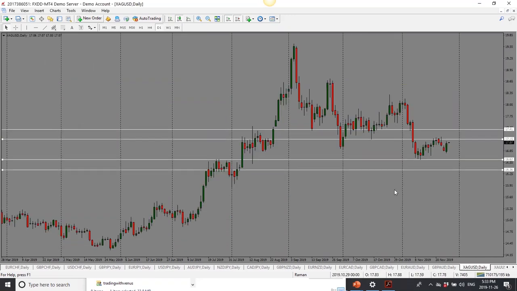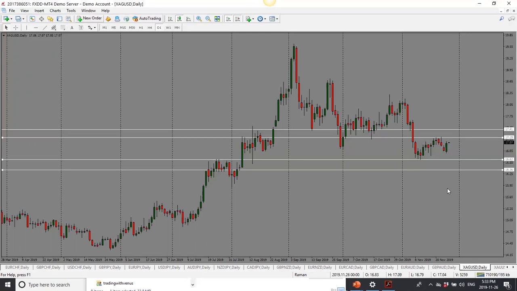Let's take a look at our commodities here. We're looking at silver here. Silver has turned quite a bullish move here to the upside. So this is our bullish engulfing candle. So nice bullish move, looking for price to move higher now.